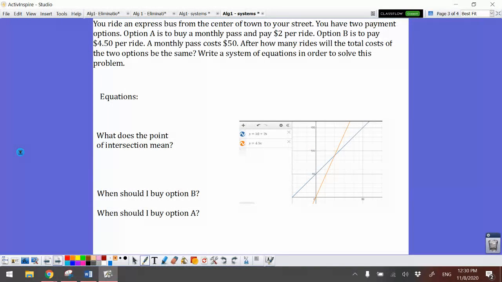Okay, let's look at this next one. So we're going to ride an express bus from the center of town to our street. You have two payment options. Option A is to buy a monthly pass and pay $2 per ride. Option B is to pay $4.50 a ride. So the monthly pass costs $50. Okay, so option A would be $2 a ride plus a monthly pass, and it says the monthly pass is $50. So that's got to be my constant. So 2x plus 50, that would be option A.